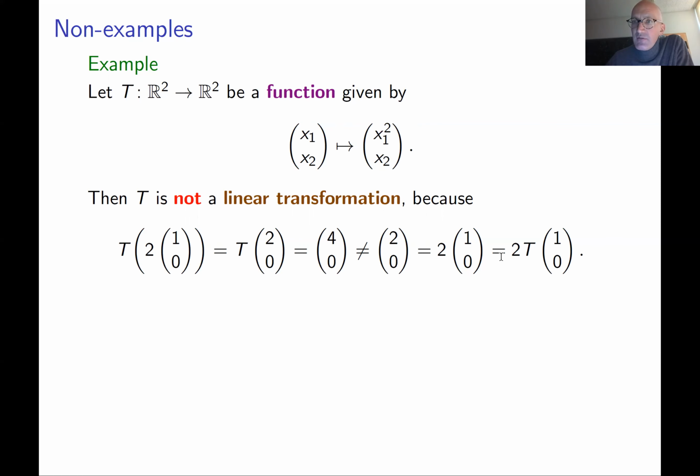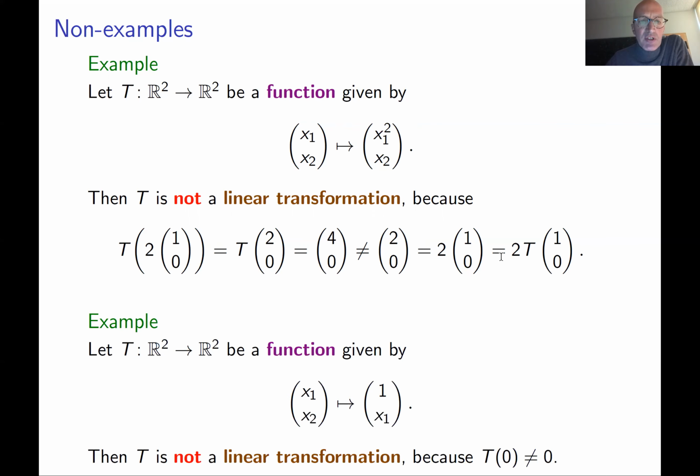Again, just present a counterexample. Here's another non-example, which is a bit simpler. You have a function from the plane to the plane, which is given by this formula. And now this one here should make us suspicious. Clearly, no matter which vector we put here, we're never going to get the zero vector. But it's better not to say this when you want to disprove that T is a linear transformation. It's better to present a counterexample.